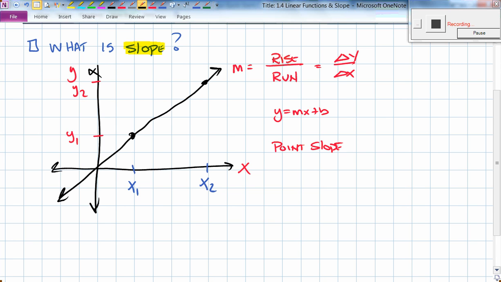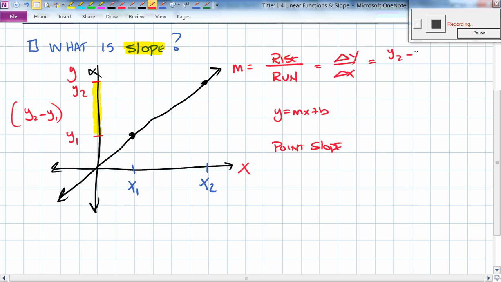Okay. So how do I calculate? How do I get a formula out of this? How do I calculate the change in y? Izzy, what do you think? Yeah, that's the change in y, right? This difference is calculated by y2 minus y1. So the change in y is y2 minus y1.